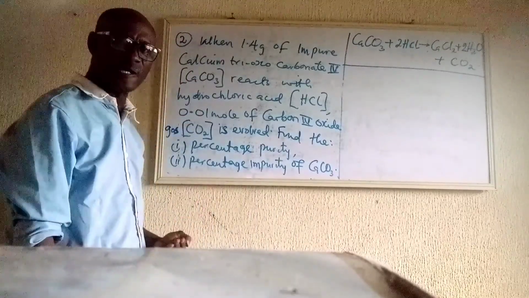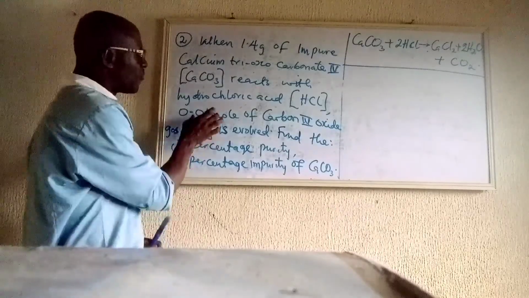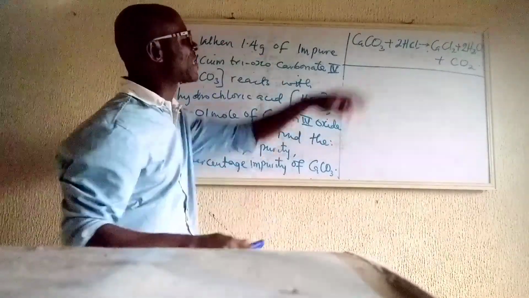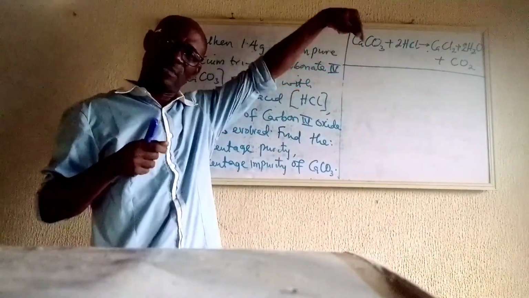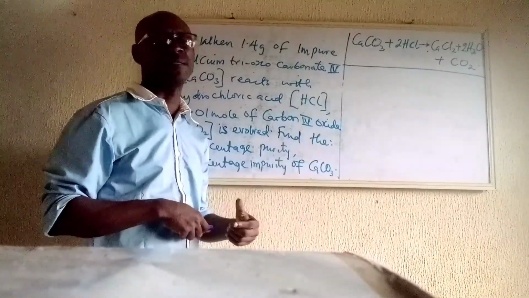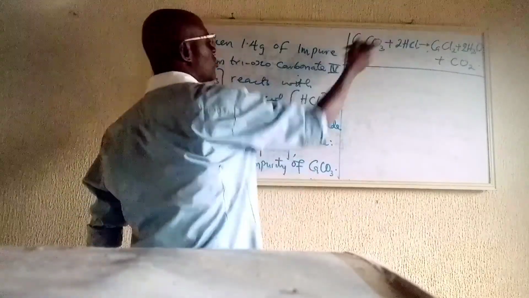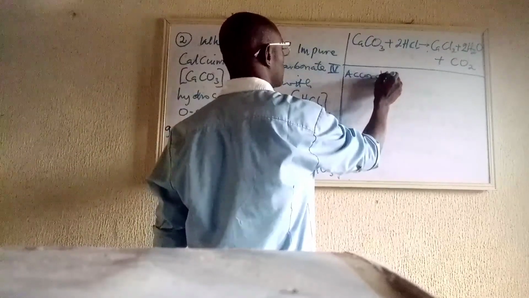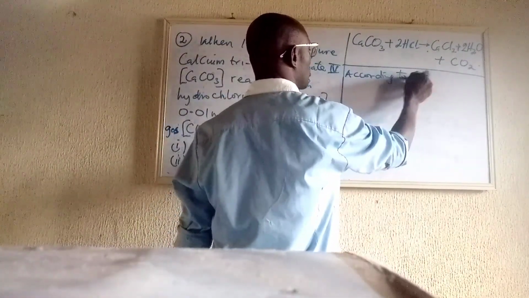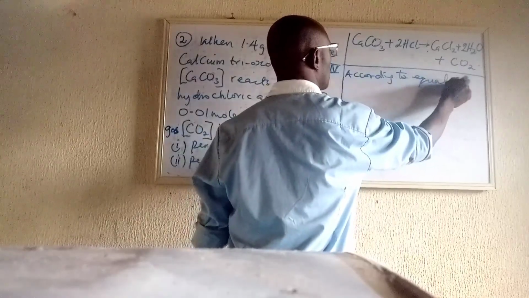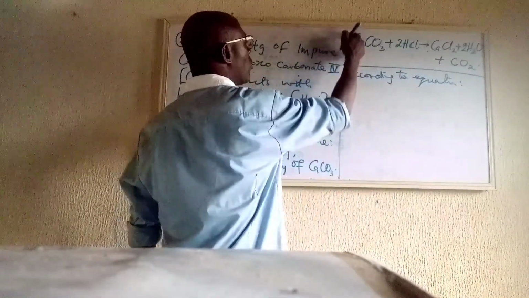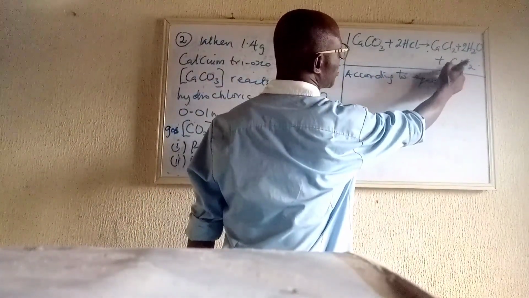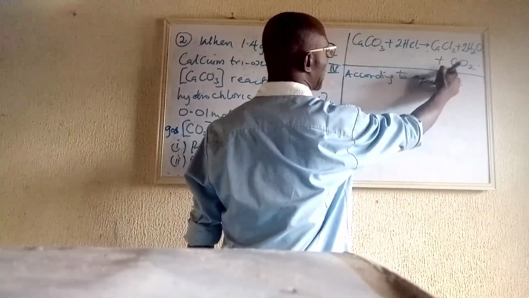So what I will now do is, I will use the number of moles of carbon(IV) oxide liberated to get the pure side of calcium trioxocarbonate(IV) that produces it. Okay? That means, according to the reaction, or to the equation of reaction, 1 mole of calcium trioxocarbonate(IV) is producing 1 mole of carbon(IV) oxide.